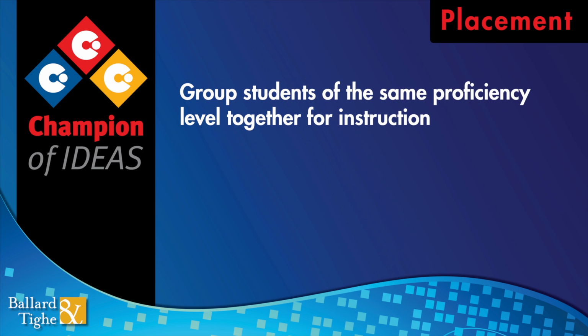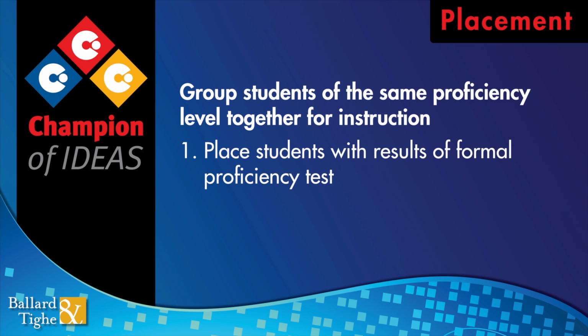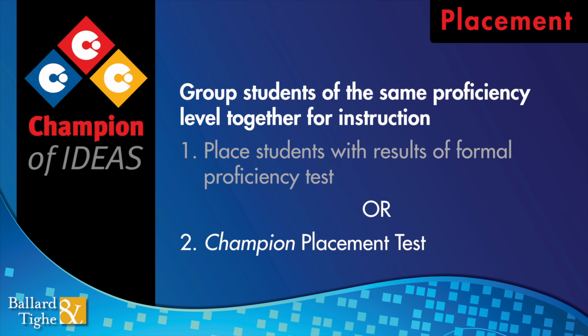Before you begin using the Champion program, you need to know the proficiency level of each individual student, so students of the same proficiency can be grouped together for instruction. You can use the results of a formal language proficiency test, such as a state English language proficiency test, to identify the proficiency level of a student. If such results are not available, use a Champion Tester placement test, which can be found on the CD-ROM. We will look more closely at the different placement tests in Section 4, Placement and Assessments.